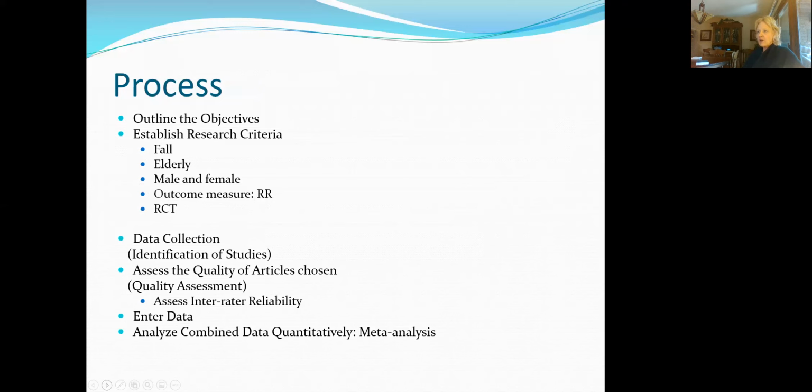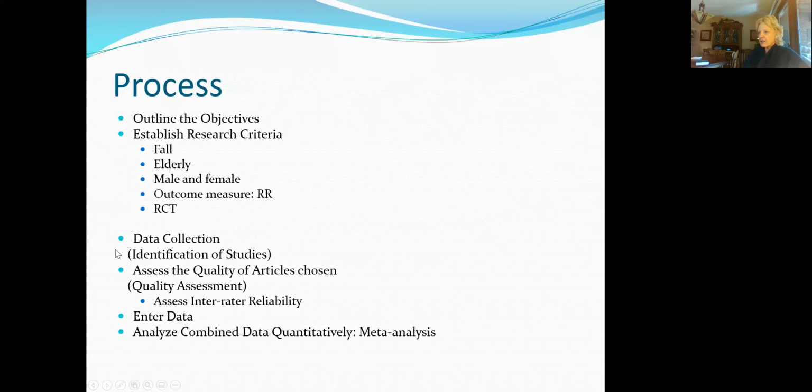So the process is to outline the objectives, which we just talked about, and establish the research criteria. Her criteria were falls, elderly. She wanted to know for both males and females. And she wanted the outcome measure of relative risk. And we'll talk about that in a while. But what you're going to do in this class is actually learn how you can use odds ratio, relative risk, effect size. Things can be used interchangeably in the meta-analysis calculator that we've provided for you in the course. And her other criteria was that it was a randomized controlled trial.